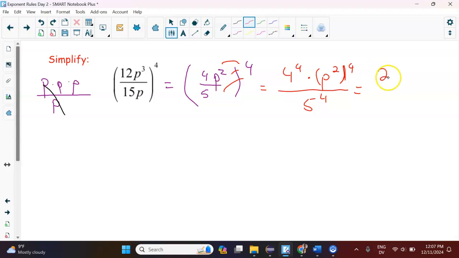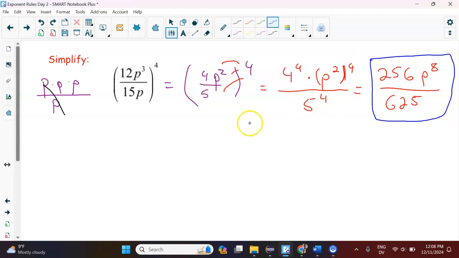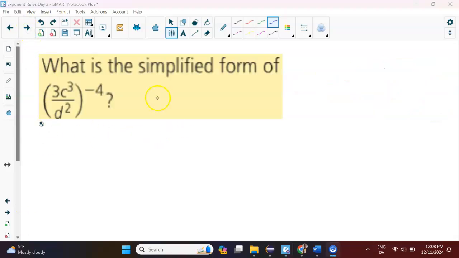Okay, and so now a calculator helps a little bit, because I'm not even sure. 4 to the 4th, I think, is 256. And then you multiply there, so that's p to the 8th, power of a power. And then 5 to the 4th is 625, I believe. Okay, so this whole thing cleans up to that expression. And you could have just distributed it all right away too, but I think it's a little bit easier to simplify the fraction.